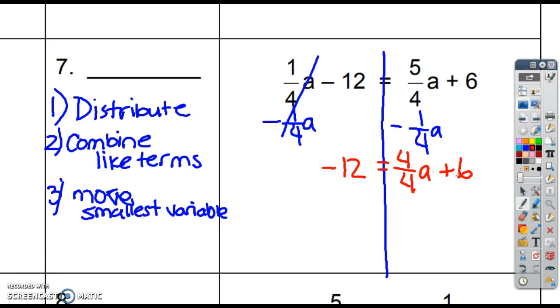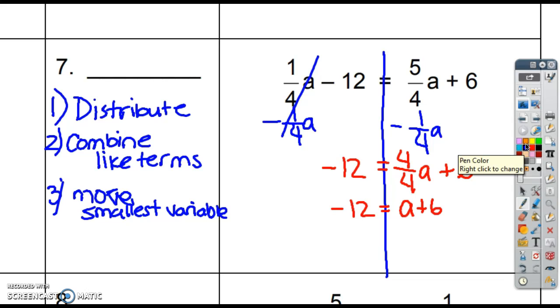Does 4/4 A look right? What is 4/4? What is 4 over 4? It is 1. Okay, so 4 divided by 4 is 1. So really, I should be rewriting this, and my equation should be negative 12 equals 4 divided by 4 is 1. So I'm left with 1A, and we don't need to show that invisible 1. Do you guys remember? Bring down my plus 6. So now this looks a little bit better.